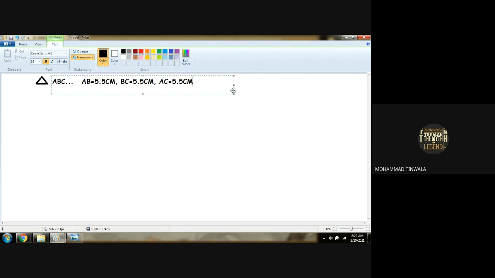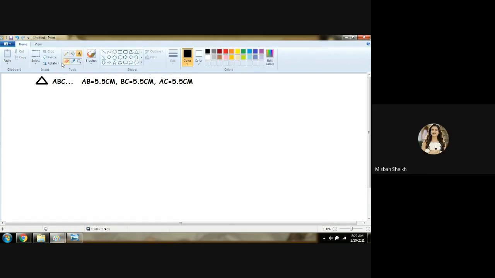Any doubt with this, girls? No, sir. Yes, sir. A rough diagram I have drawn here. We will prepare like this. See, A, B, and C. All three sides are what? 5.5 centimeter. This also 5.5 centimeter. This also will be 5.5 centimeter. Any doubt with this?